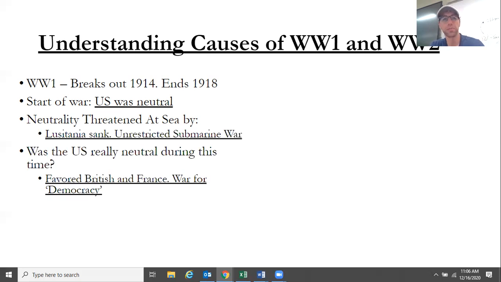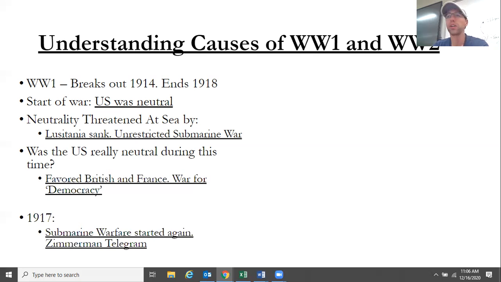but even outside of that, there are other examples of the United States not really being neutral. Woodrow Wilson, who was the president at the time, openly favored the British and the French, who were part of the Entente and not the Triple Alliance. And multiple times, Wilson called this a war for democracy. And so therefore, it shows that they were not incredibly effective.